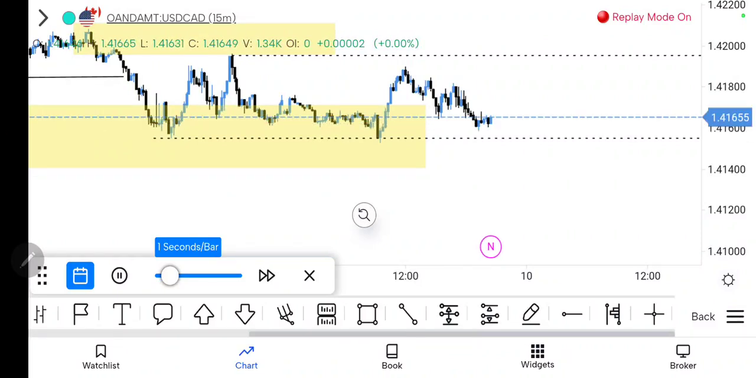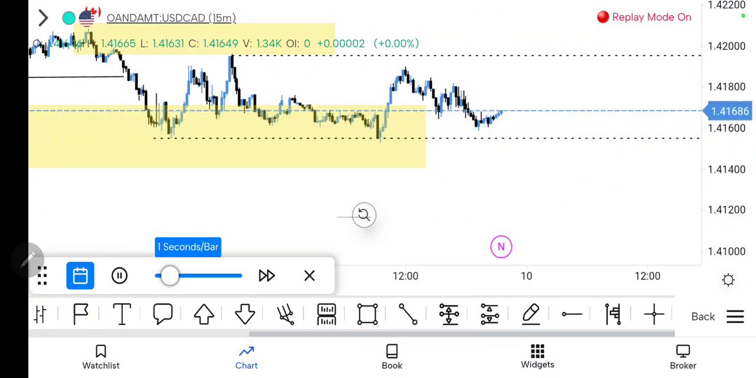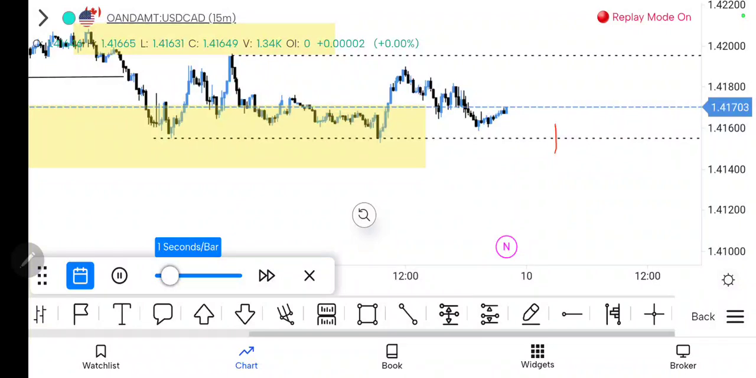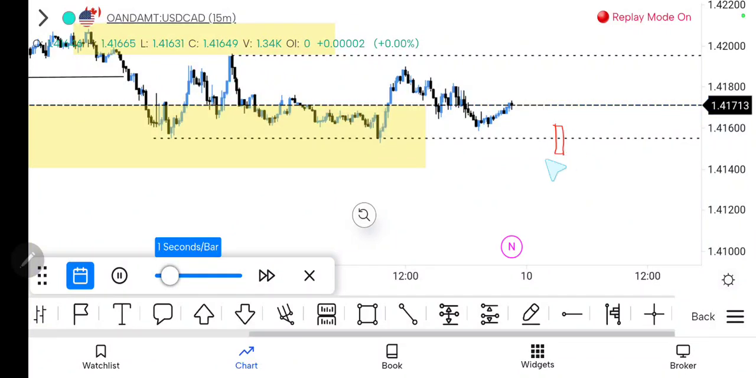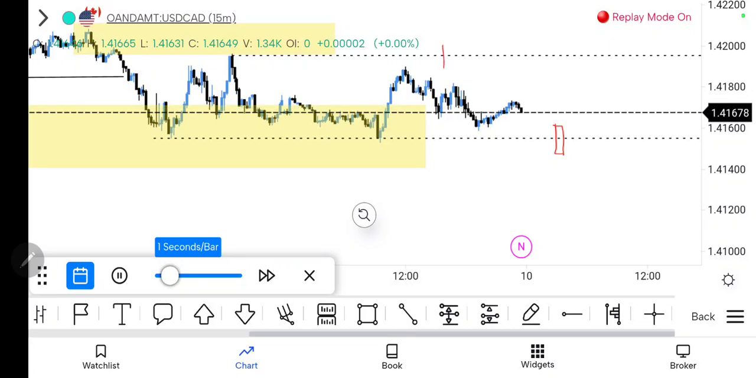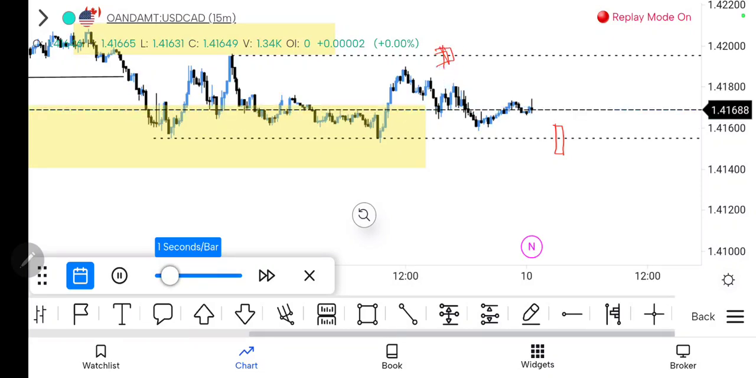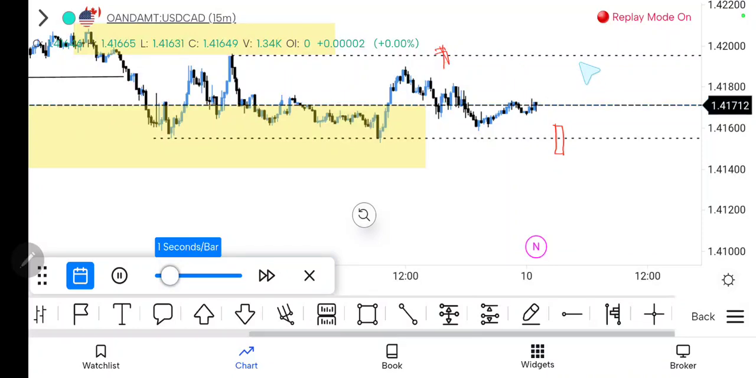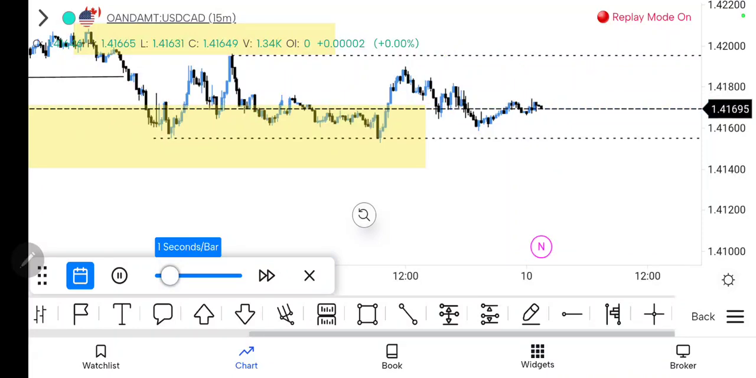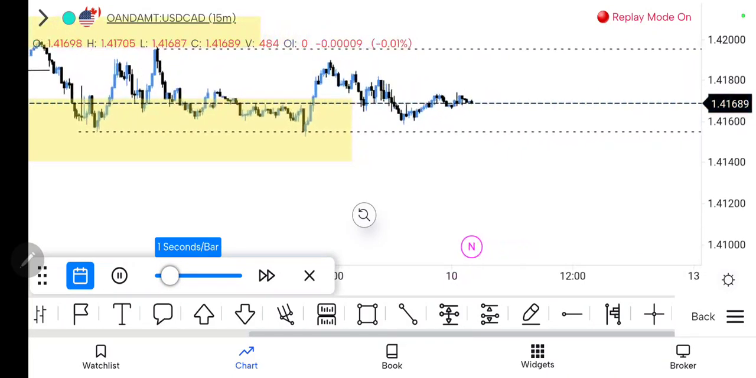And remember, I told you that for me to consider that this level has been broken, I'll need to see a body close below this level, and vice versa for the upside. I'll need to see a body close above this level. So let's see.